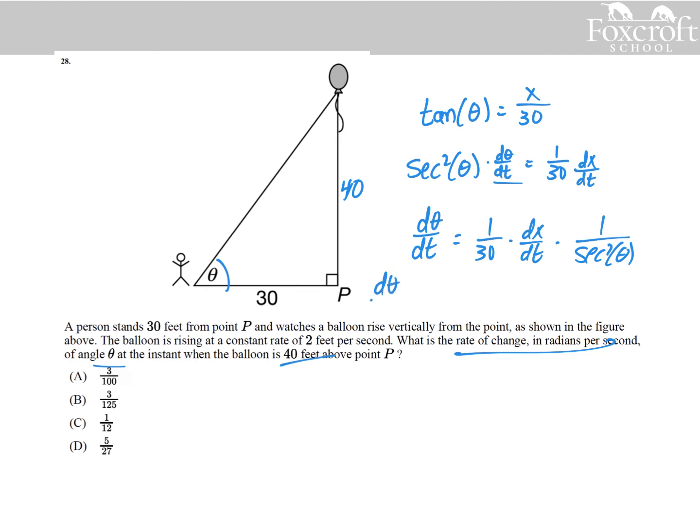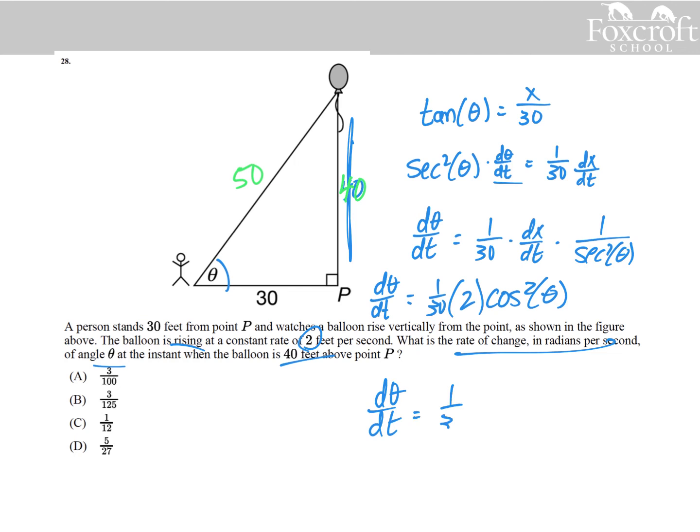I'll show you why I did that in a second. But there's some things I know. The dx dt, the change of this side, is 2 feet per second, so that's 2. I guess it's rising. If the balloon was coming down, it'd be -2. And then 1 over secant squared is the same as cosine squared. And what is cosine in this triangle? Right, when there's a 40 here, well, we have a kind of a 3, 4 that has to be 50. And cosine is going to be adjacent 30 over hypotenuse 50, squared.